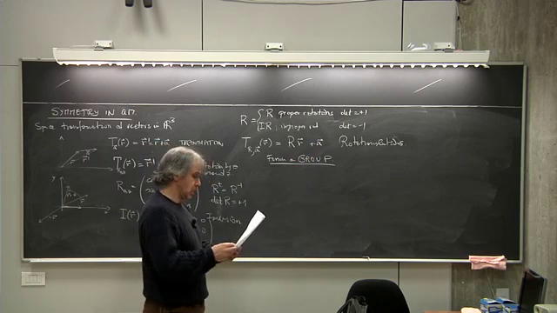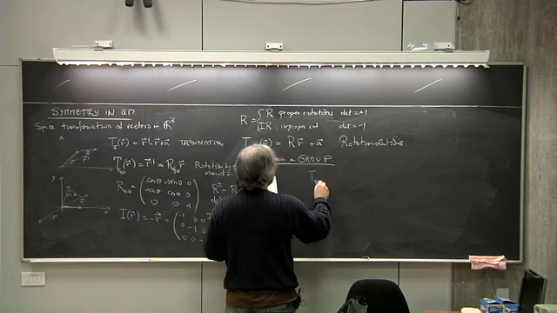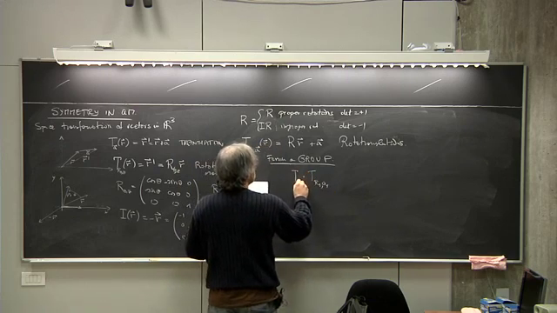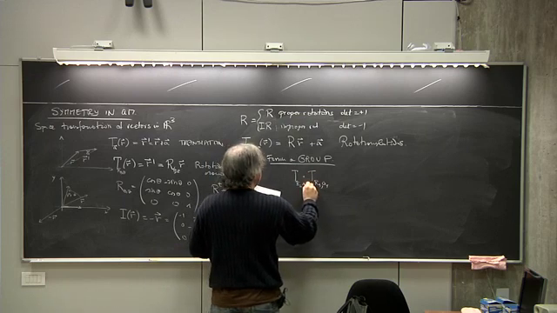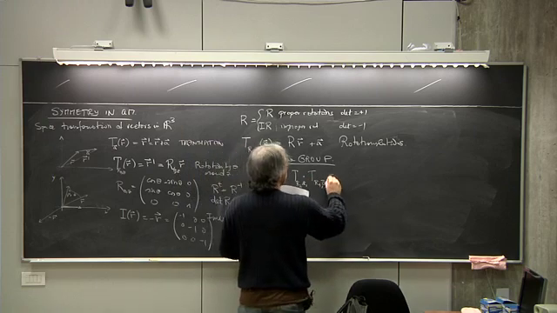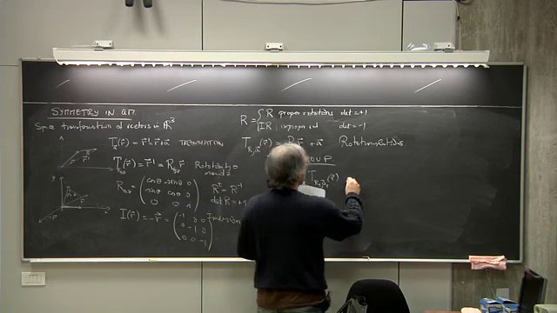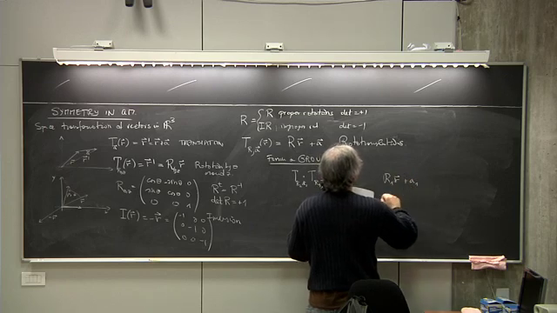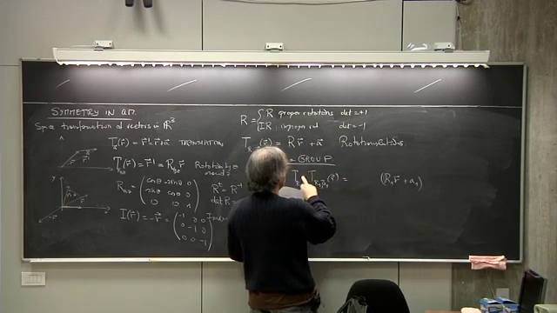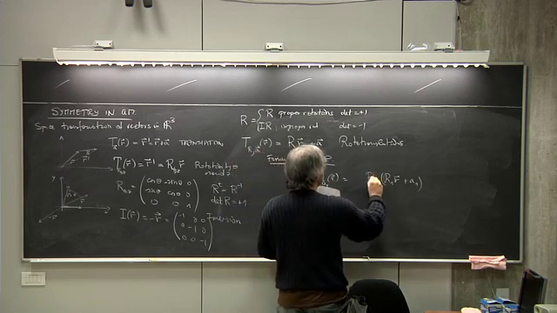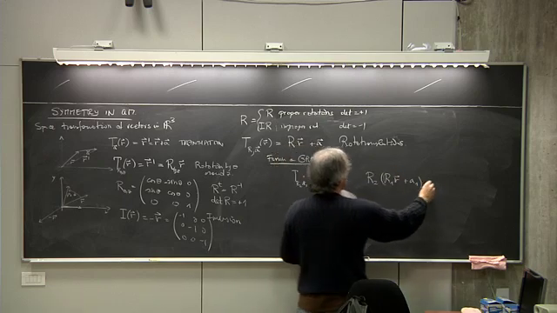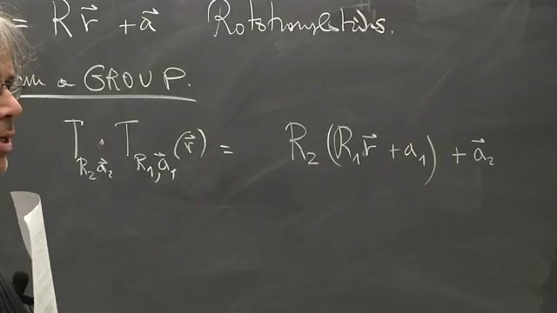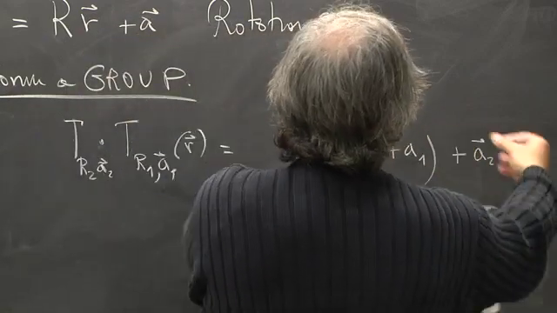How do you compose two things? So for instance, I first do a rotation R1 with a translation by A1, and then I want to do a rotation R2, followed by a translation by A2. What happens to a vector R? Let's see. The first sends R into R1 R plus A1. When I then apply the second, it sends this vector into R2 times the vector, plus A2. Is this clear? I've just applied twice the operation. The first and then the second applied to the new vector.